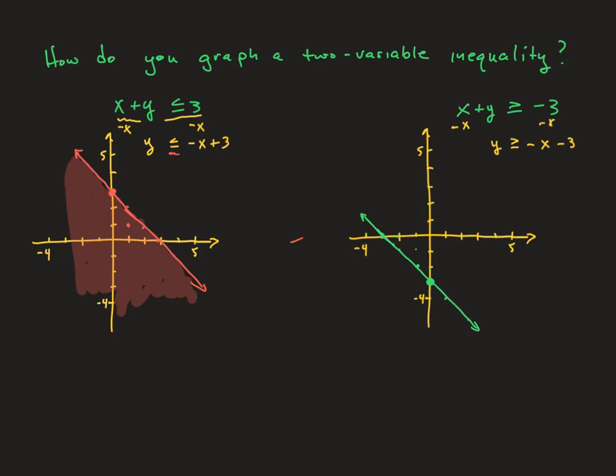So looking at my line and going from my y-intercept, I'm going to graph those numbers that are greater than or equal to, and that is going to be the stuff above the line, because 0 is greater than negative 4. So I just picked a point above.